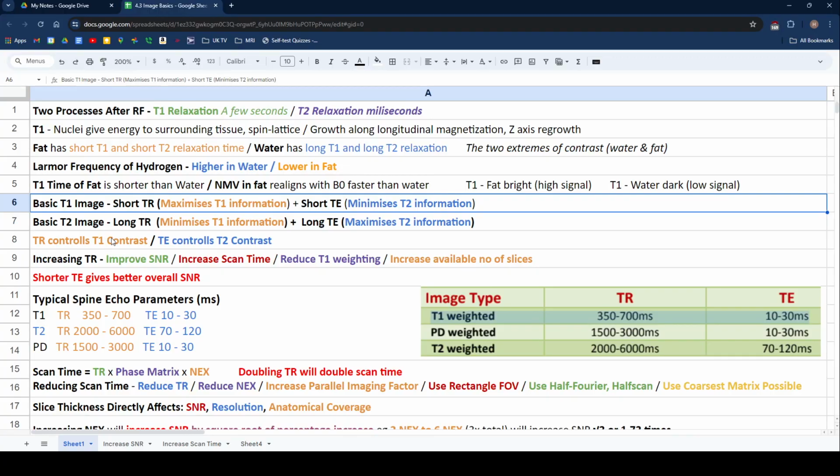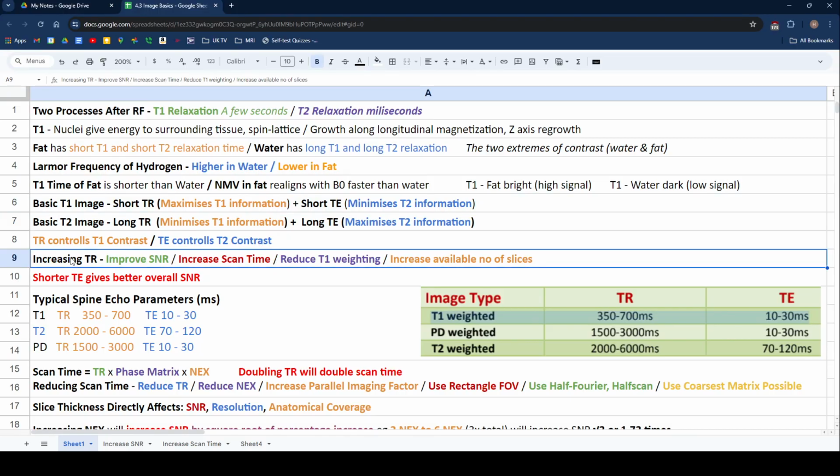TR controls T1 contrast. TE controls T2 contrast. If you increase your TR, you get an improved signal to noise ratio, you get a longer scan time, you get less T1 image, and you increase the available number of slices. Shorter TE gives you a better overall signal to noise ratio.